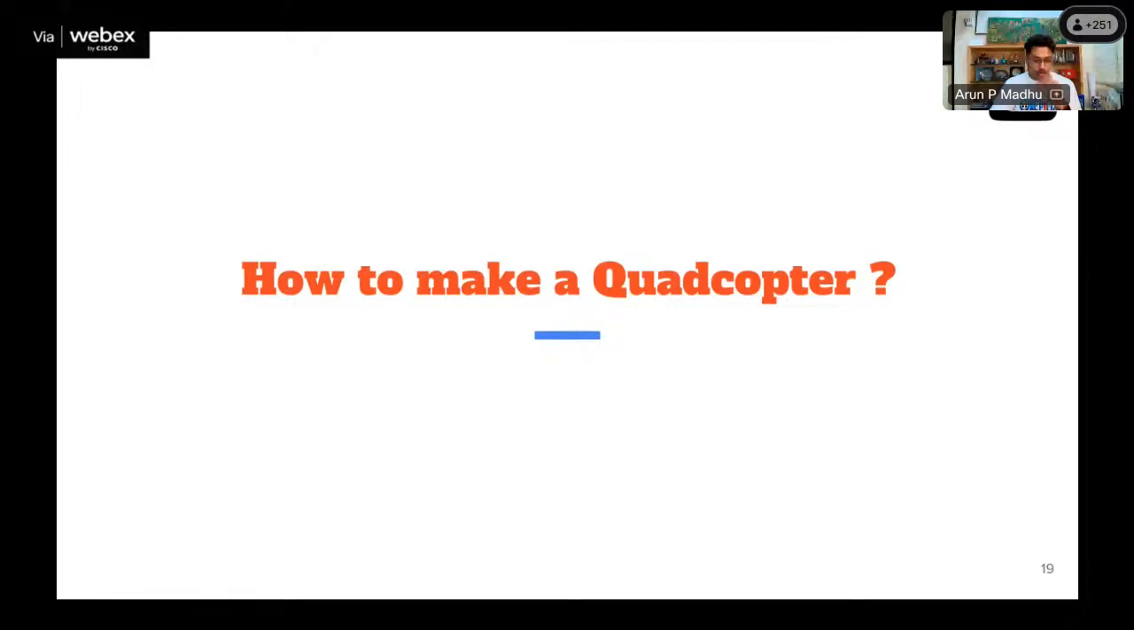So now we'll move on to the next section: how to make a quadcopter. In this section, I'll just be discussing all of the different components that we need to make a quadcopter, and I will direct you to some resources where you can find out how exactly you can do that, if you are interested and curious enough and want to make a quadcopter. So let's dive in.